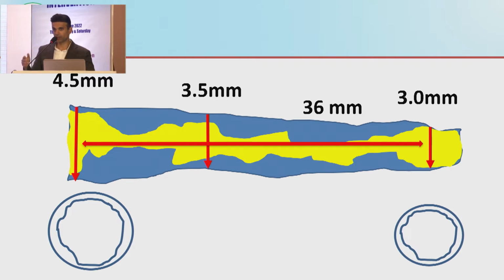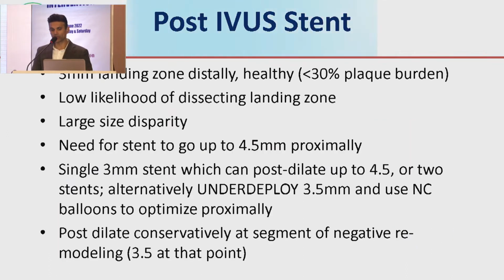Not really, right? The Synergy goes from 3.0 to 4.25. Resolute Onyx goes 3.0 to about the same. Your Xience Expedition 3.0 platform goes to 3.75. So this is a situation where you can use one of two strategies. You can either take a 3.5 millimeter stent, which is where the stent sizing platform changes, okay, and under deploy a 3.5 millimeter back to your landing zone, so under deploy it at 8 atmospheres.